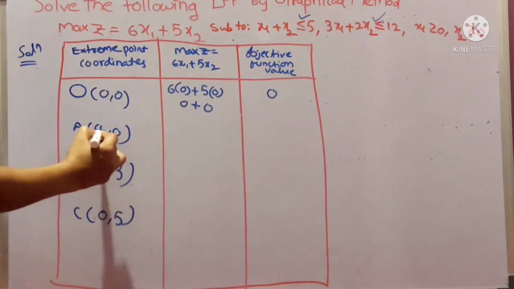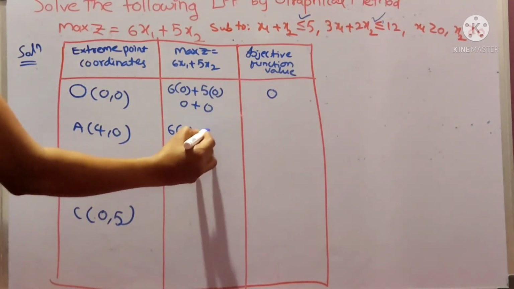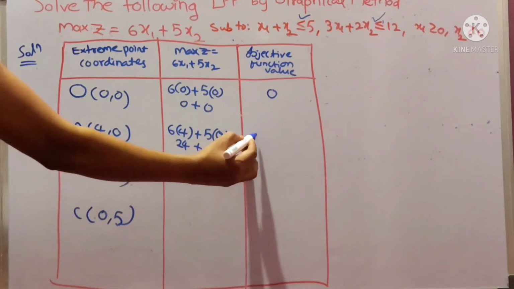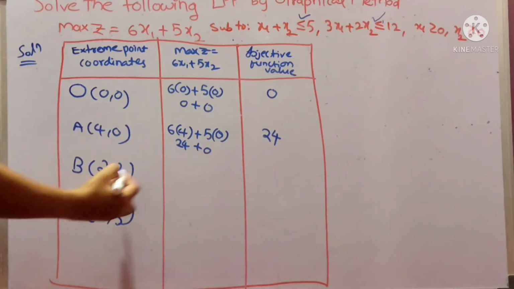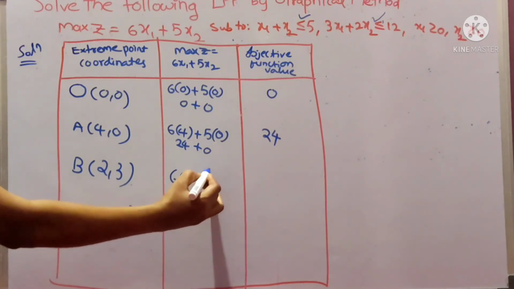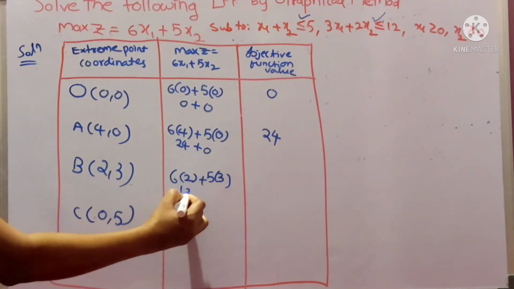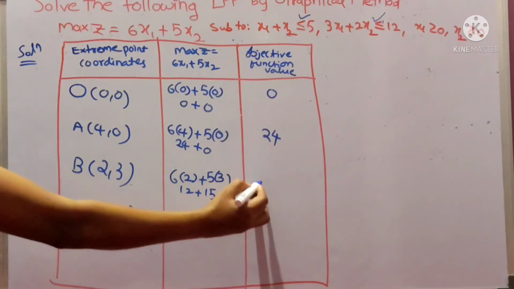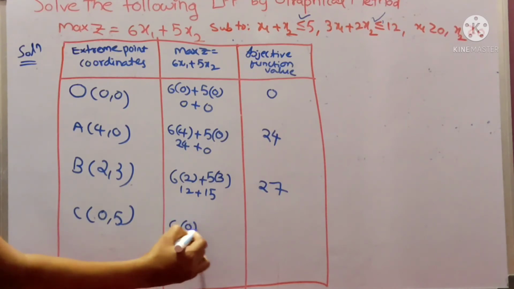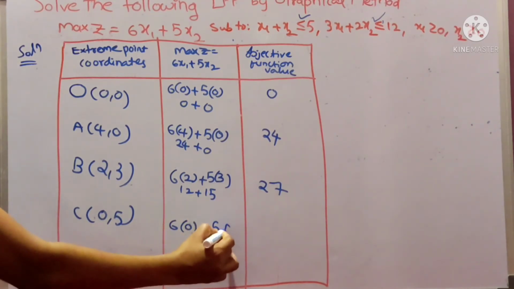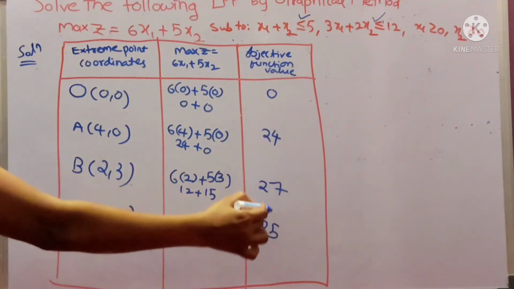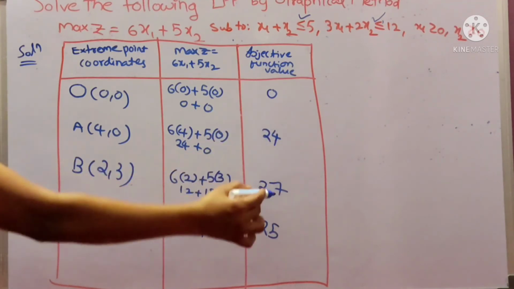Now A (4, 0). 6 into 4 plus 5 into 0, that is 6 4s are 24 plus 0. The objective function value is 24. B (2, 3). 6 into 2 plus 5 into 3. 12 plus 15. 27 is the objective function value. C (0, 5). 6 into 0 plus 5 into 5. 25. So we have obtained 4 values here. Objective function values 0, 24, 27, 25.